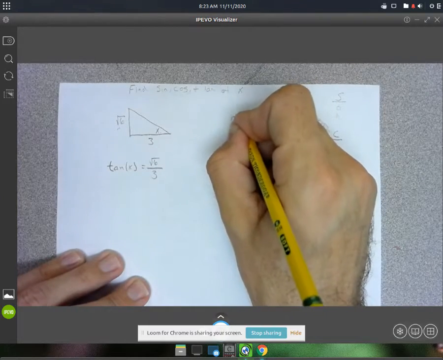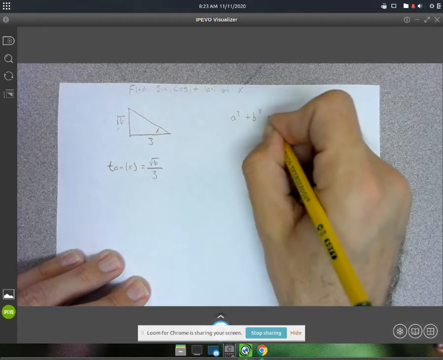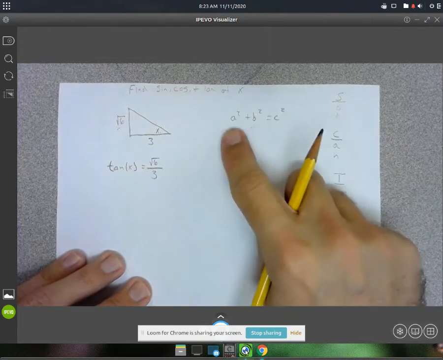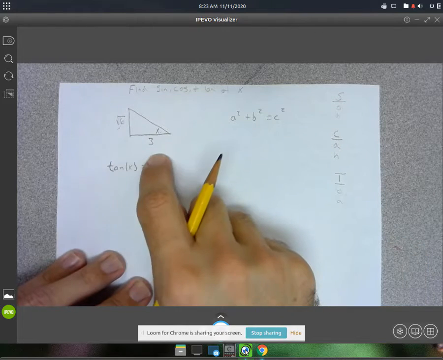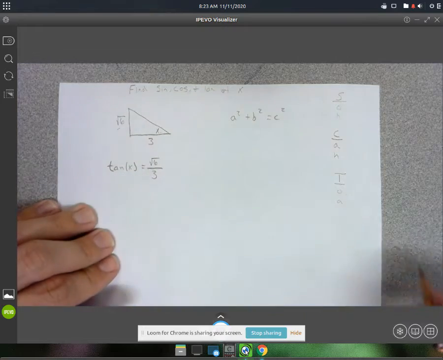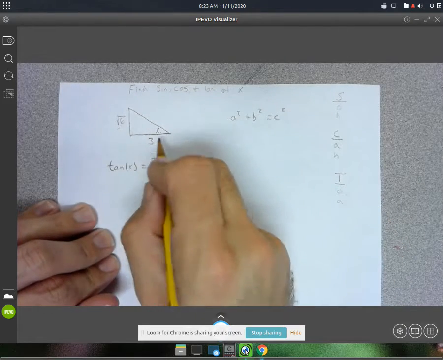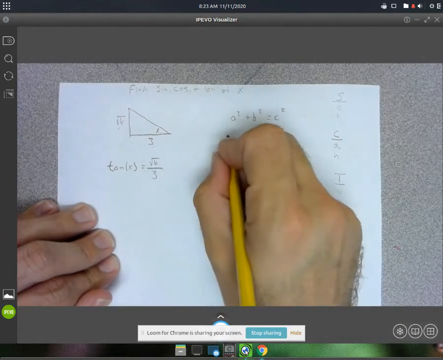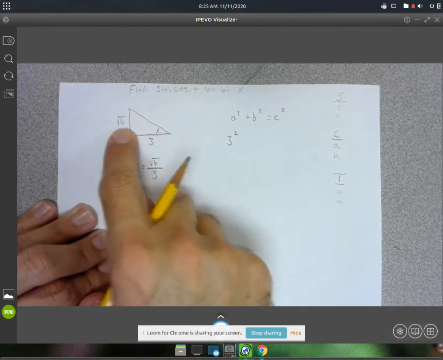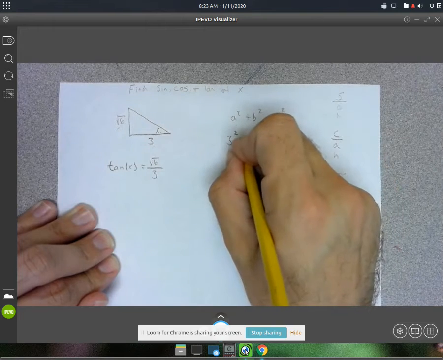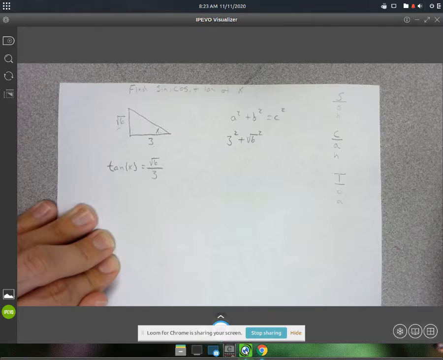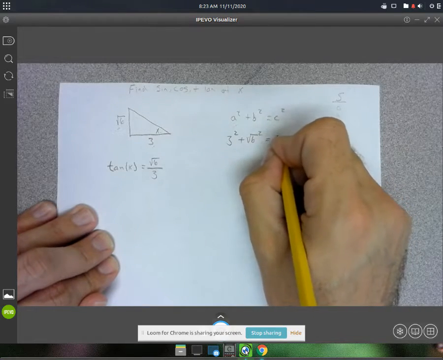So we've got a squared plus b squared equals c squared, where c is the hypotenuse, and a and b are just the legs. It doesn't matter which is opposite or adjacent. We're just going to substitute 3 in for a, so that'll be 3 squared, and substitute square root of 6 in for b, so plus square root of 6 squared equals c squared.